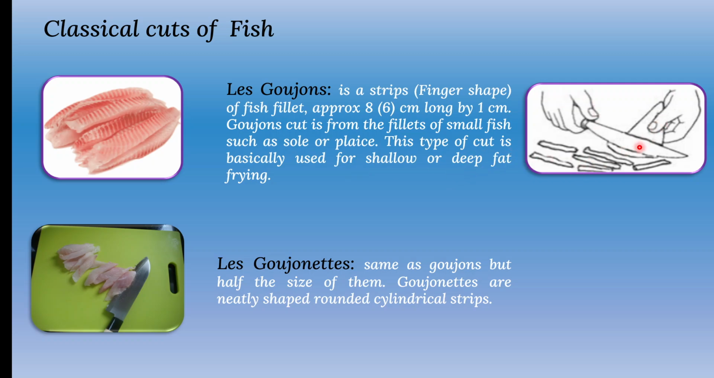You can see out here the entire fillet and how it is cut like a finger shape. Maximum dimension is 6 to 8 centimeters long and 1 centimeter thickness. Another cut we are talking about, similar cut, is known as le goujonnette. Same as goujon, but half the size of them. That means once goujon is cut into half, it becomes goujonnette. Goujonnette indicates a smaller cut, neatly shaped, rounded into cylindrical shape. They are also mainly used for deep fat frying or shallow fat frying. Clear? So once you know goujon, you can also cut it into half, get the goujonnette.